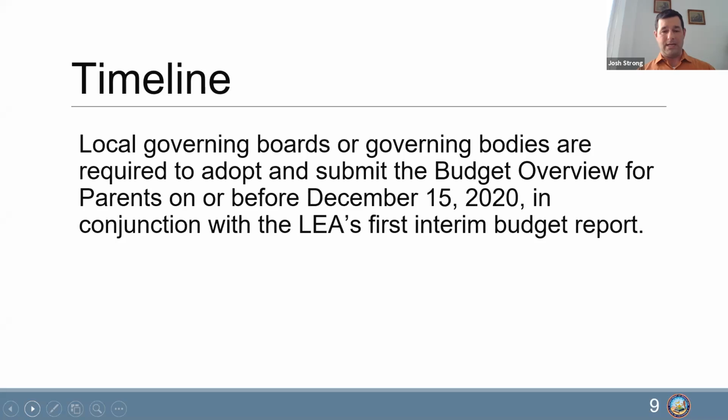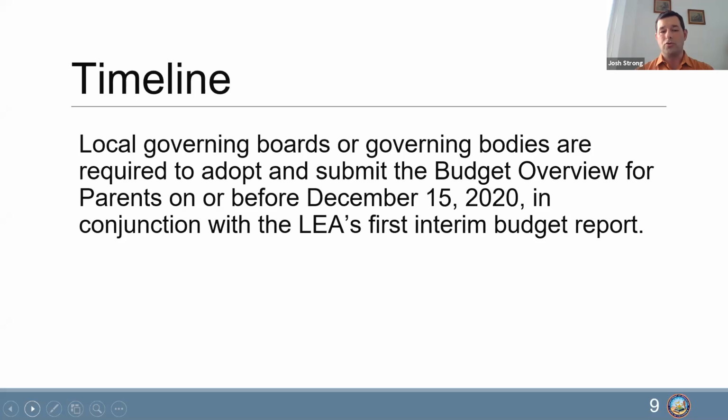So the timeline here, remember this is for the 2020-2021 school year. Local governing boards or governing bodies are required to adopt and submit the budget overview for parents on or before December 15th of 2020 in conjunction with the LEA's first interim budget report. Now, when we're talking specifically about charter schools, there are some nuances here related to the way in which they adopt and submit those.